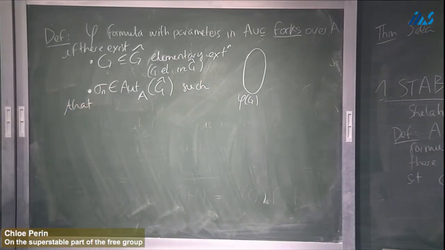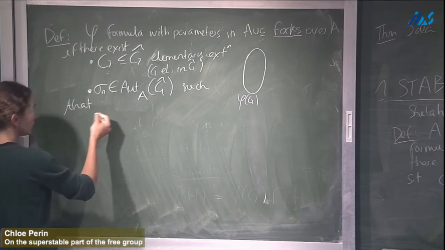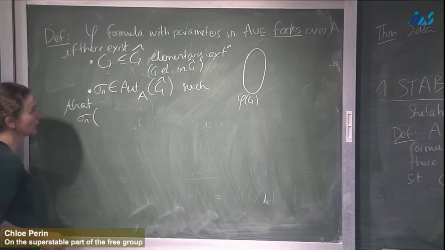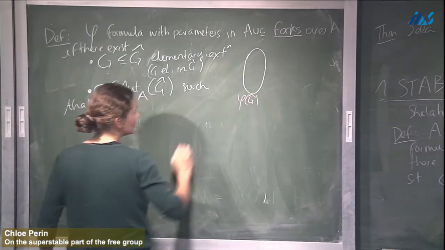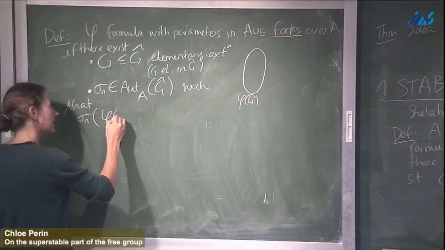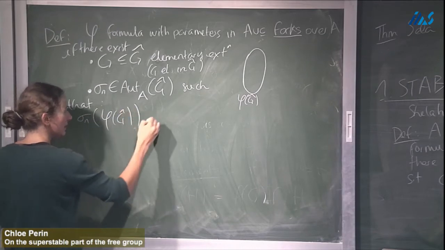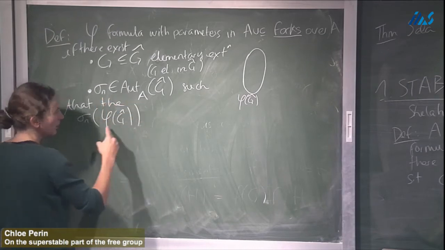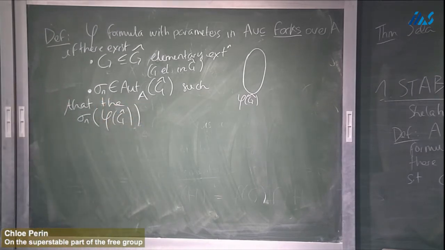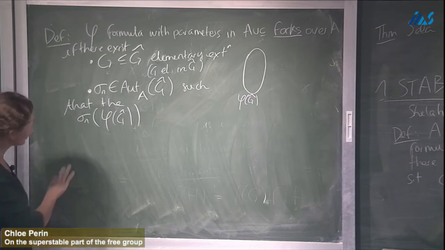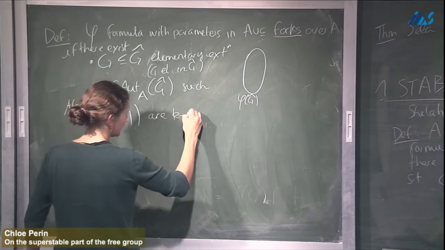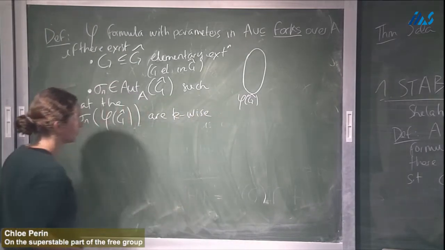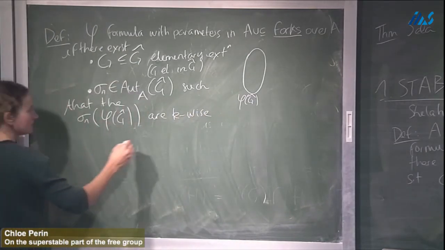And what I get is that the sigma n, if I look at the translates of my definable set, but this time I look at it in G hat. So I ask that they are k-wise disjoint, so not exactly pairwise disjoint. You can safely think of k equal 2 for the rest of the talk.